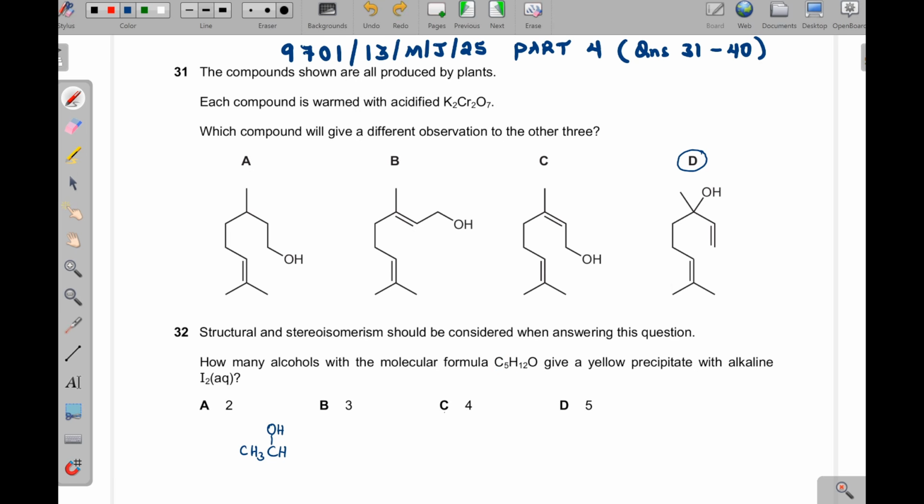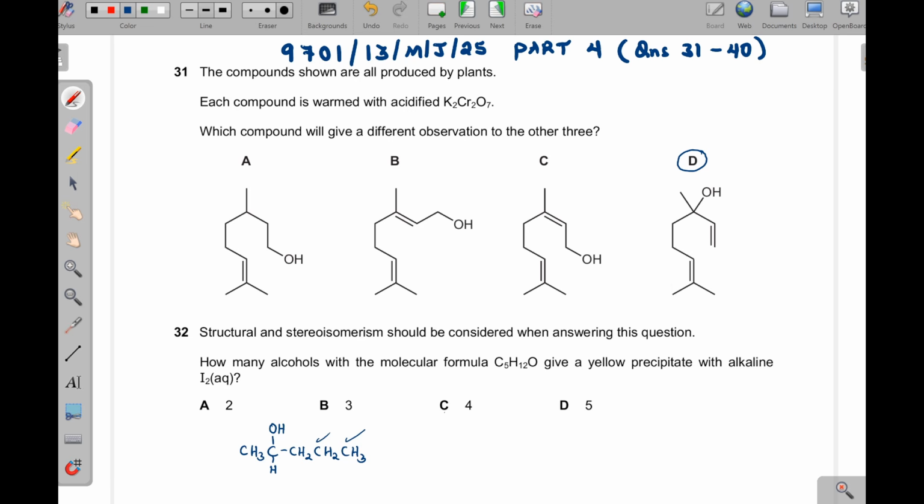They are 5. In fact, let me write this one like this. Let me put H here and then the OH. This group has to be available. It doesn't matter whatever you're having here, but so long as this group is available, then you are going to get that yellow precipitate, which is the triiodomethane. So here we can have the CH2, CH2, and then CH3.